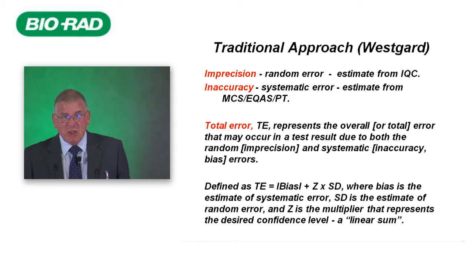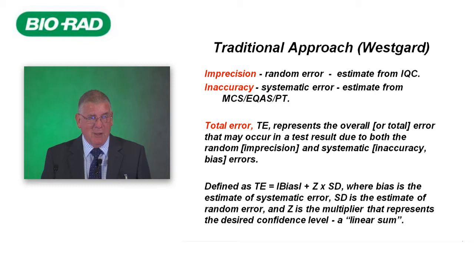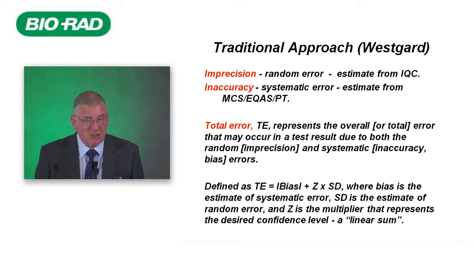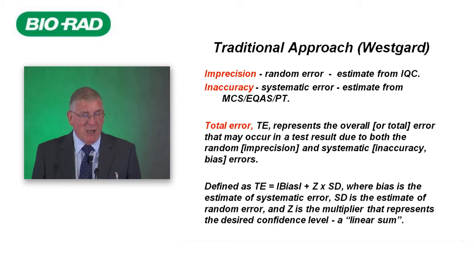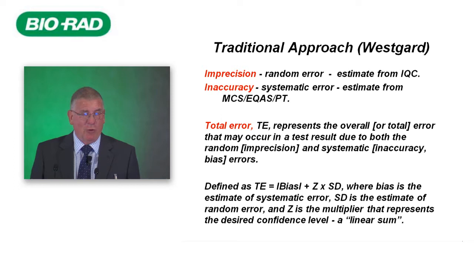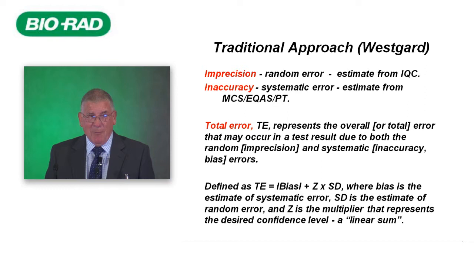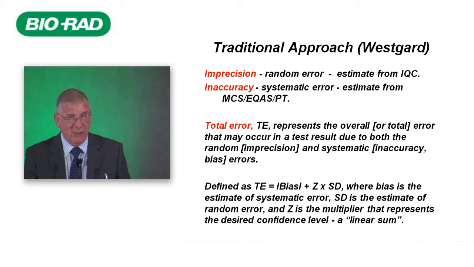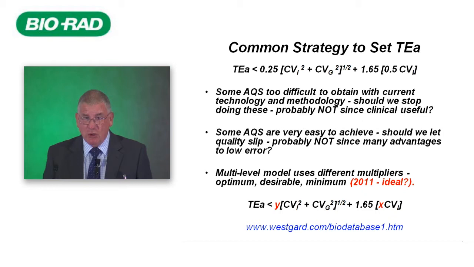The traditional approach, of course, is that often attributed to Jim Westgard, where he has imprecision, which is random error, and we estimate that, as you know, from internal quality control. Inaccuracy or bias, systematic error, is estimated from method comparison studies or external quality assessment schemes or proficiency testing. So total error represents the overall or total error that may occur in a test result, both due to imprecision and bias, random and systematic errors. And total error is usually created as the modulus of bias, that's bias ignoring the sign, plus the standard deviation multiplied by a coverage factor depending on the probability. So this, according to some, is a linear sum, and to others, it would be seen as adding an apple and a pear, or an apple and an orange. It's a very common strategy to use this sort of formula to set total allowable error.